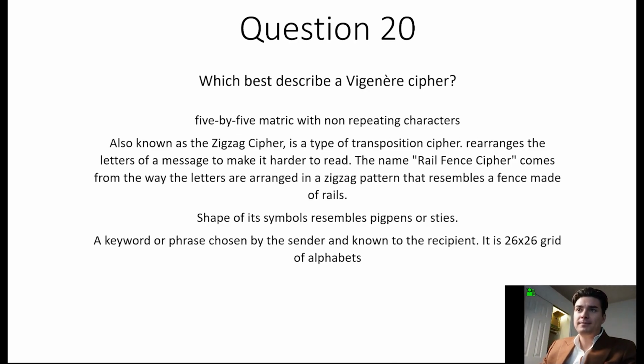We have the 5 by 5 matrix with non-repeating characters. That would be the Playfair. We have also known as a zigzag cipher. They're talking about the rail fence cipher.